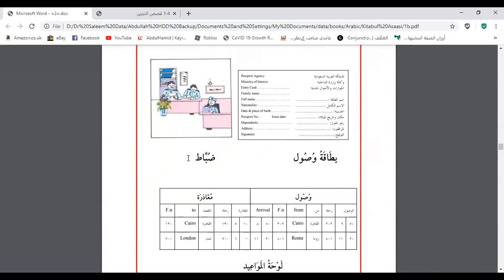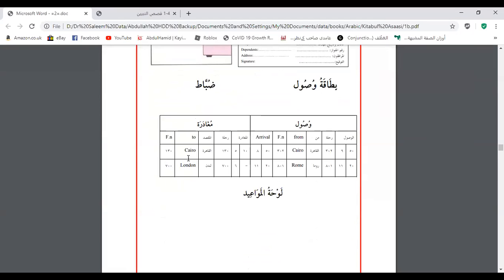بطاقة وصول. بطاقة is a board, a notice board, any board. وصول is arrival. So arrival is a notice board. When they give you the plan, the timetable. ضباط, officers. ضابط, plural is ضباط. ضباط جمع مكسر.